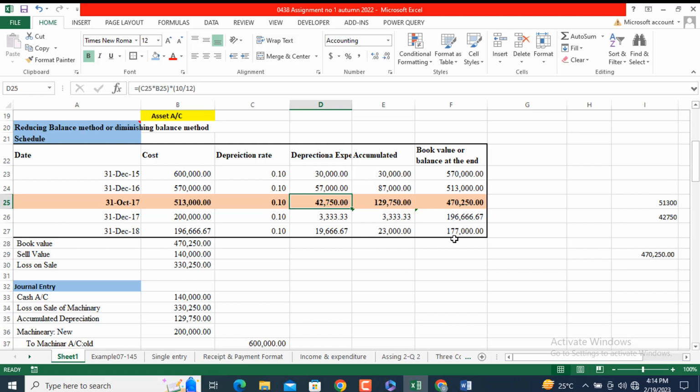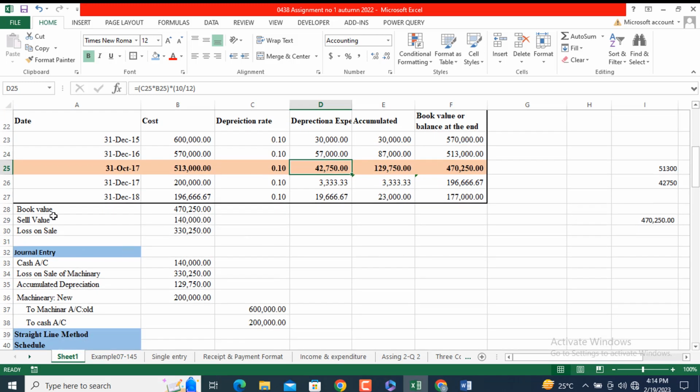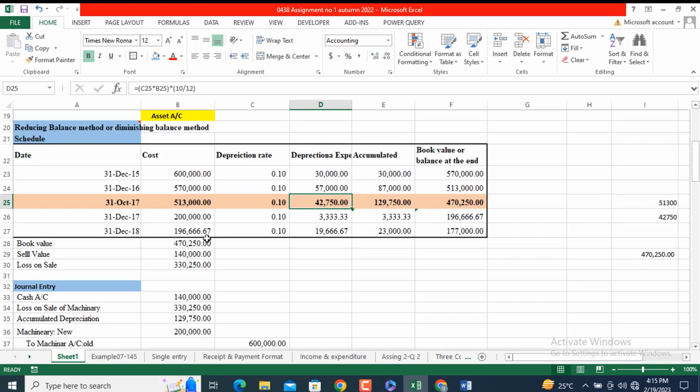2018 is 177,000. Now, as we know that the company has sold out the machine, now the book value has been taken from the schedule regarding the sold machine, which is equal to 470,250. Sell value is 140,000, and loss on sale of the machine is equal to book value minus sell value is equal to 330,250 under the method of reducing balance method of depreciation.